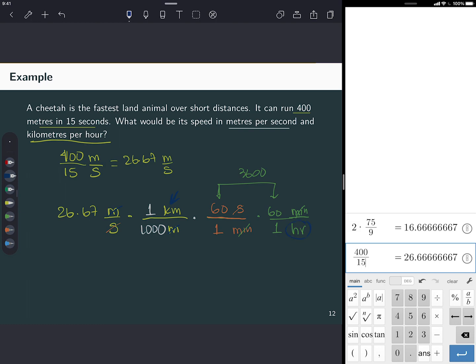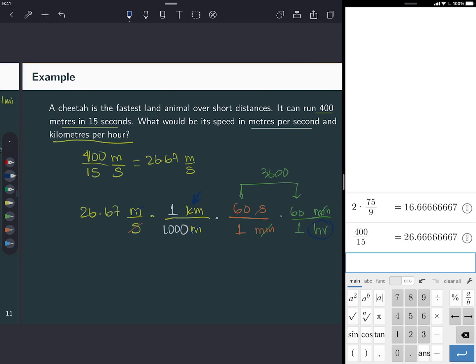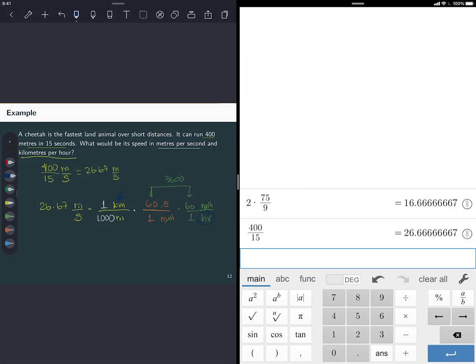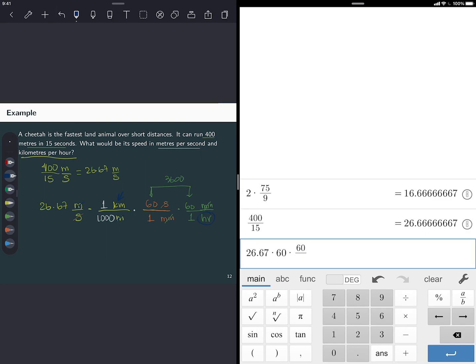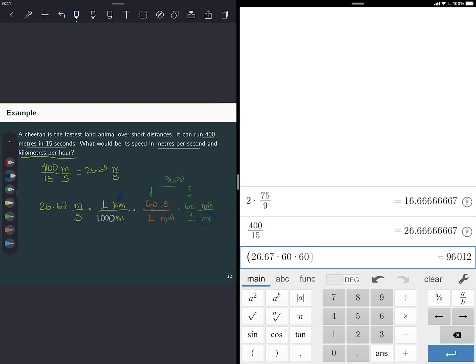So whatever I get, now I have to multiply across all numbers in the numerator. Let me make this bigger, like that, there you go. So I want to do 26.67 times 60 times 60, and then divide that by, and again, if you're worried that it's not a numerator, you can put a parenthesis here, and then it will have it all, right? And then you can have it like that.